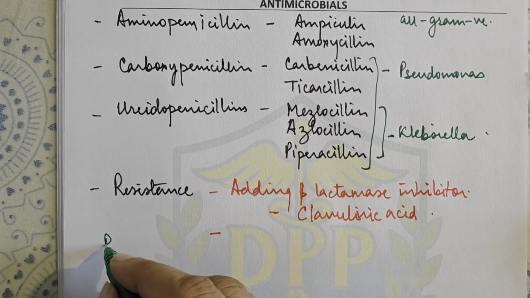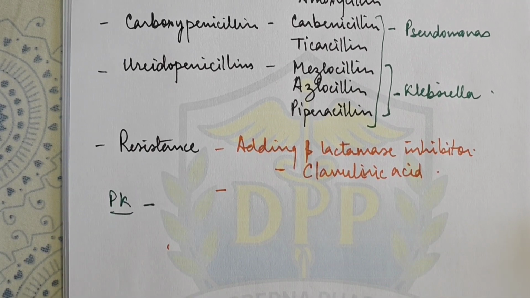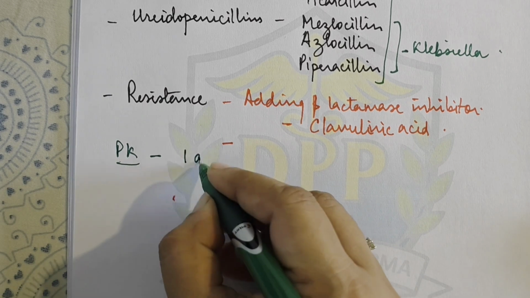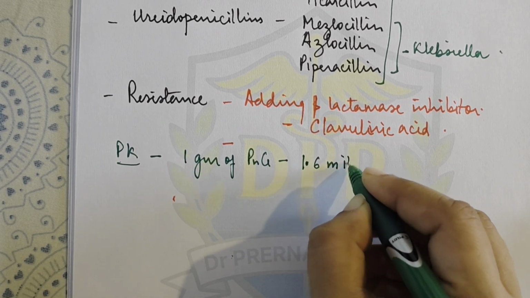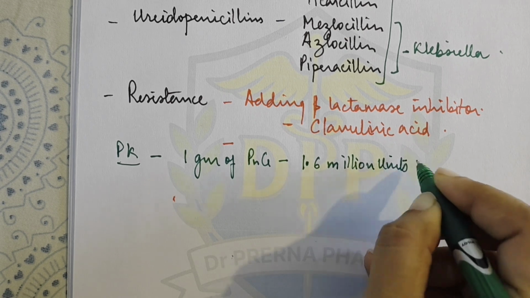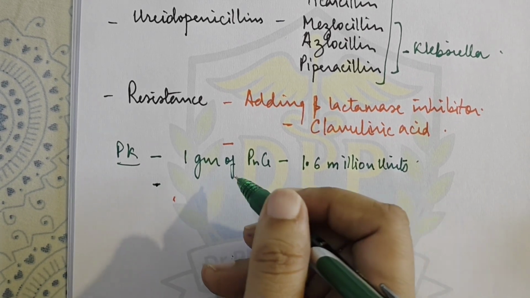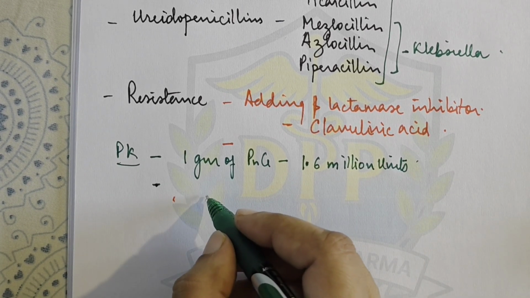Coming to the important pharmacokinetic parameters. Now the important things are like 1 gram of penicillin is equivalent to 1.6 million units. Right, then gastric acid breaks down penicillin, so penicillin results in decreased bioavailability.